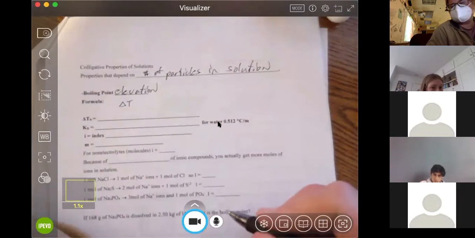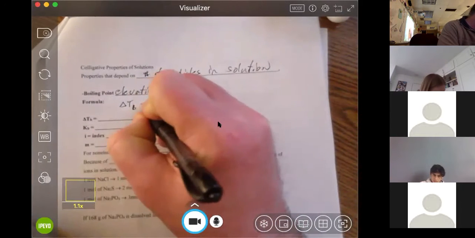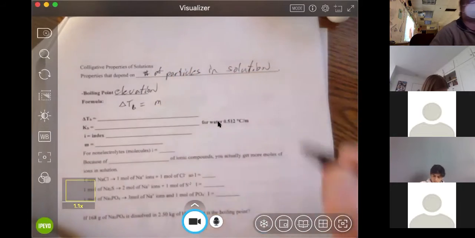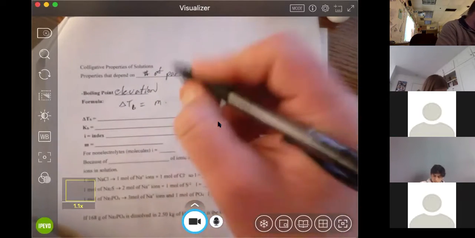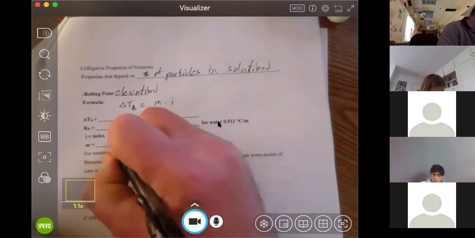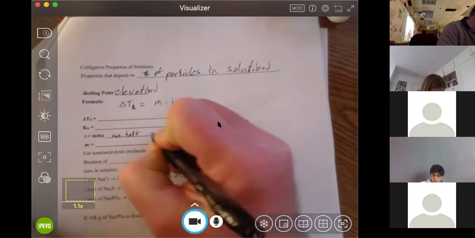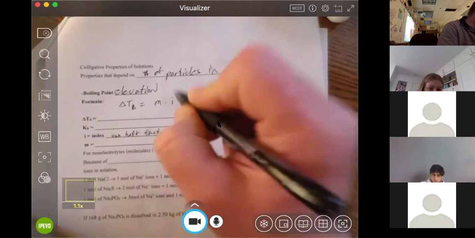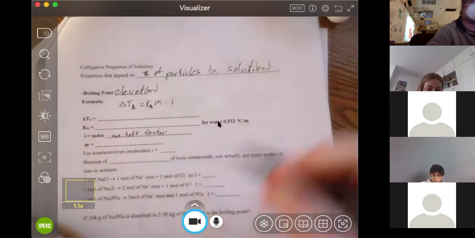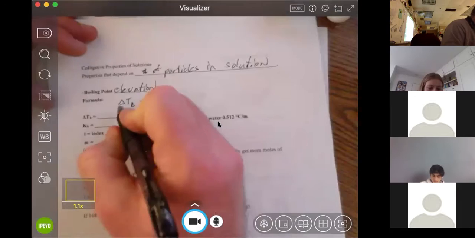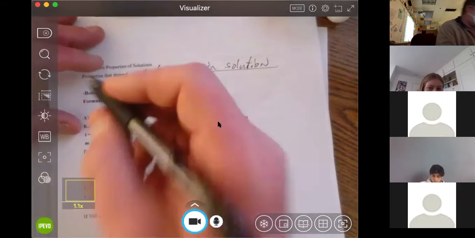So the change in temperature of boiling is equal to the molality times what we call the Van't Hoff factor, or the index, times the Kb, or the boiling constant. Delta T means change in temperature, delta T.